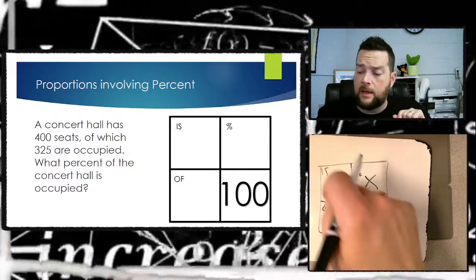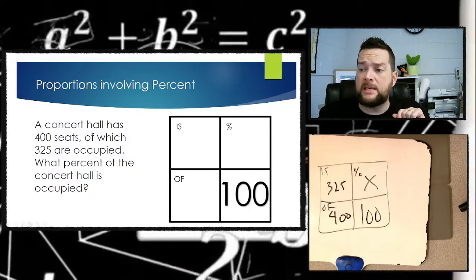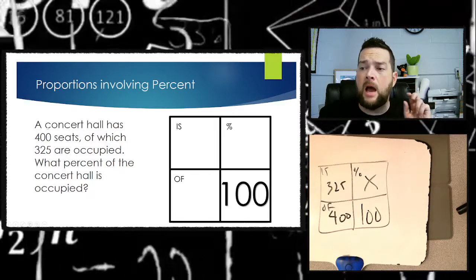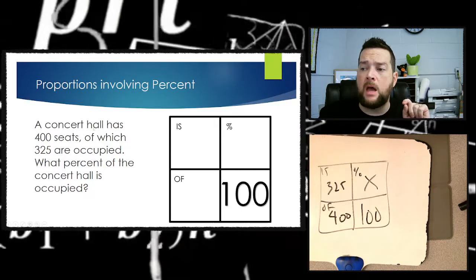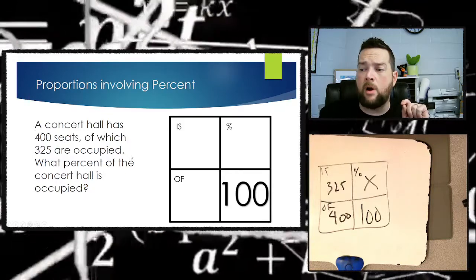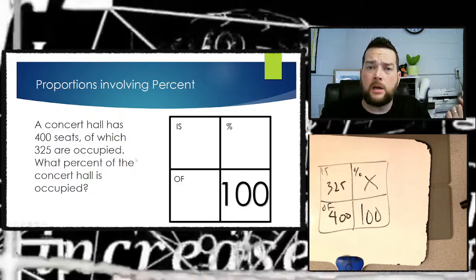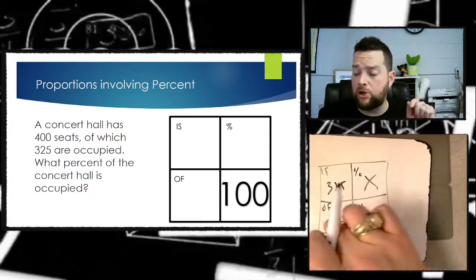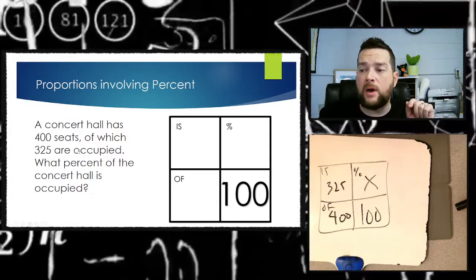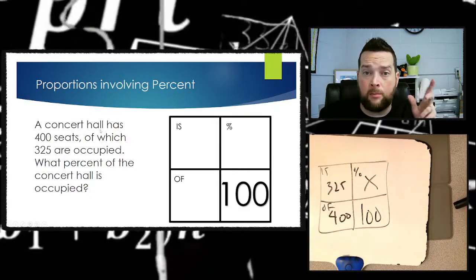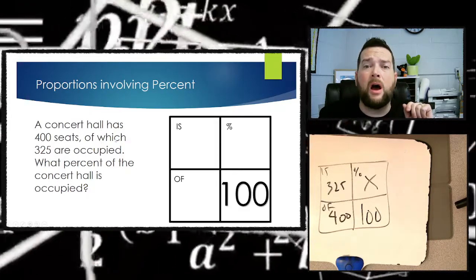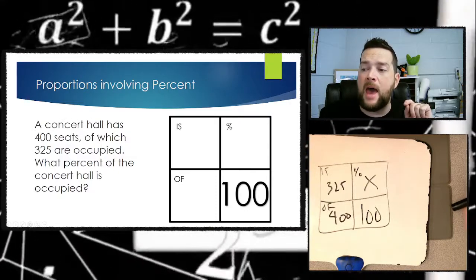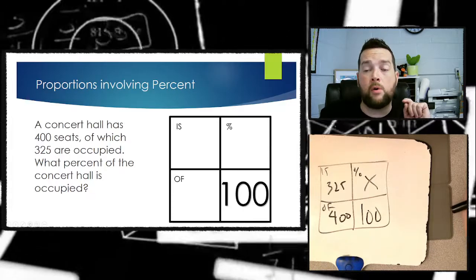Second level thinking: I'm looking for an is or an of, which I see an of in the problem, but it's kind of confusing. All right, it says a concert hall has 400 seats, of which 325 are occupied. Well, I said a while ago that usually the number that comes after the word of is your of, but in this case the problem says of which, of what? Of what? Of the 400 seats. So that of is referring to the 400 seats.